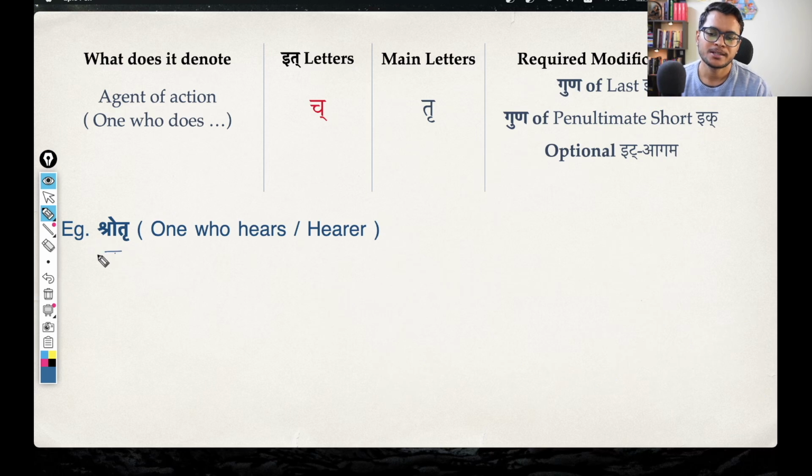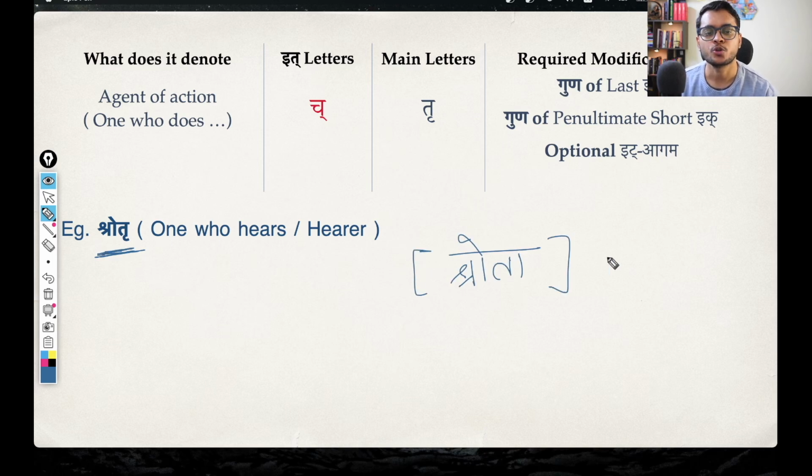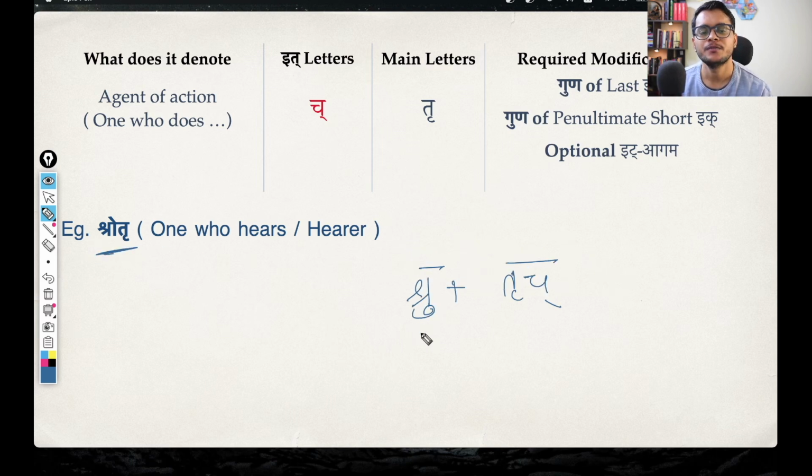Now let us take another example. We have this word shrotra. And shrotra means one who hears, the hearer. Again, from this pratipadika only, we get this form shrota, the prathama vibhakti ekvachanam form. Again, a very common Hindi word also. Shrota means one who hears, the hearer. So to get this pratipadika, we are again starting with a dhatu. And we know shru dhatu is to hear. We are modifying shru dhatu using trich pratyay.